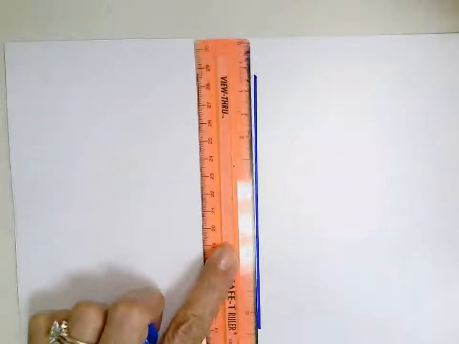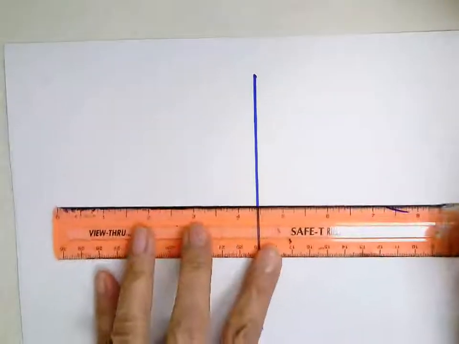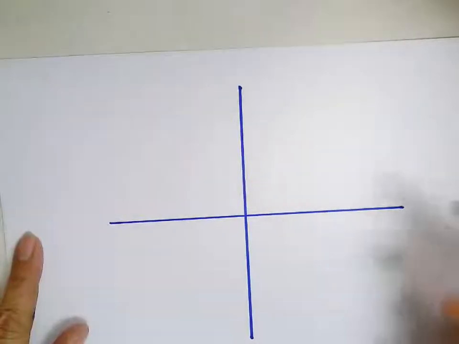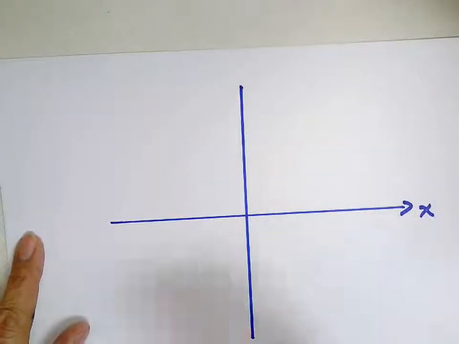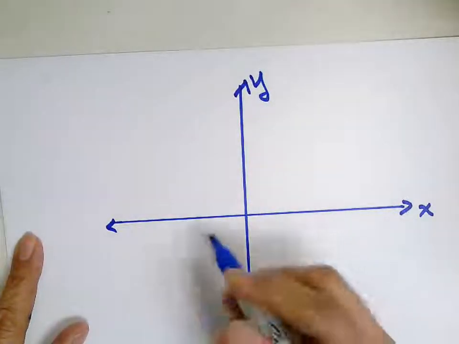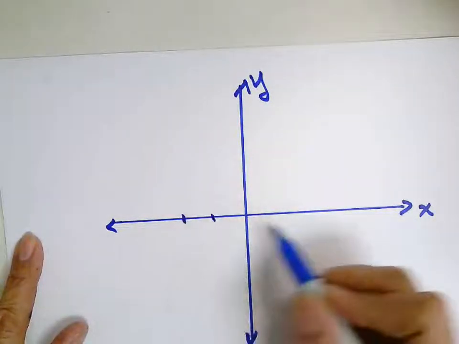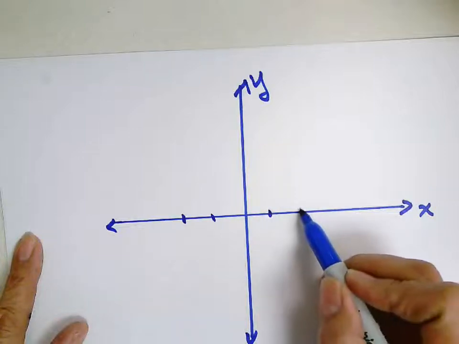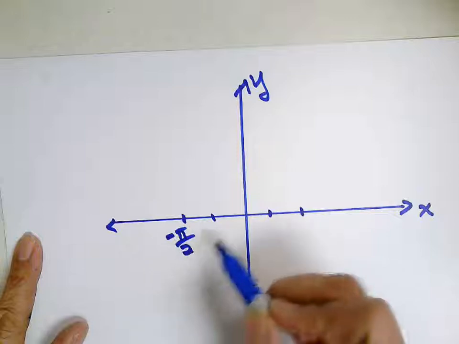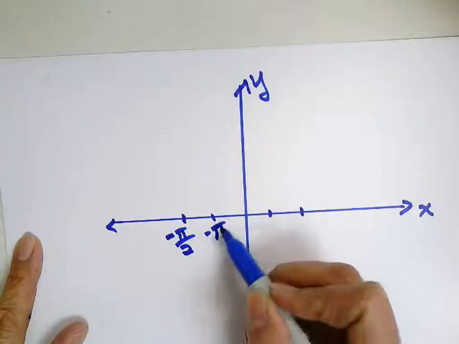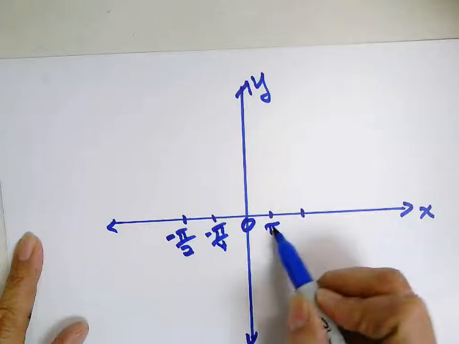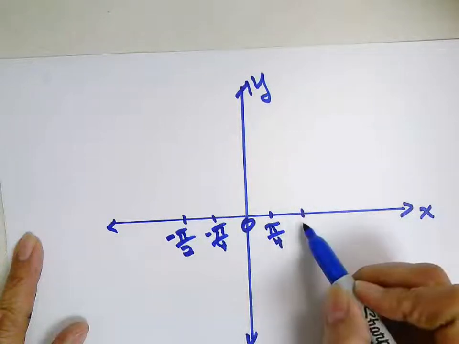Here's our Y-axis, our X-axis. Let me label them. Put my little end points here, my arrowheads. So we're going to have our 5 critical numbers. Negative pi over 2, negative pi over 4, 0, pi over 4, and then what?